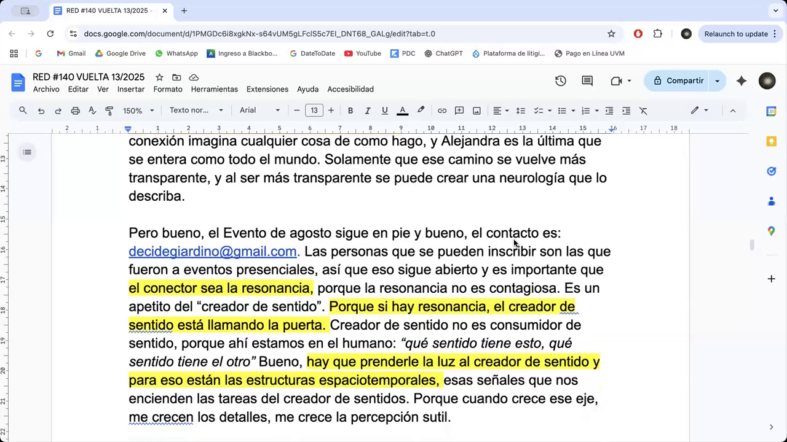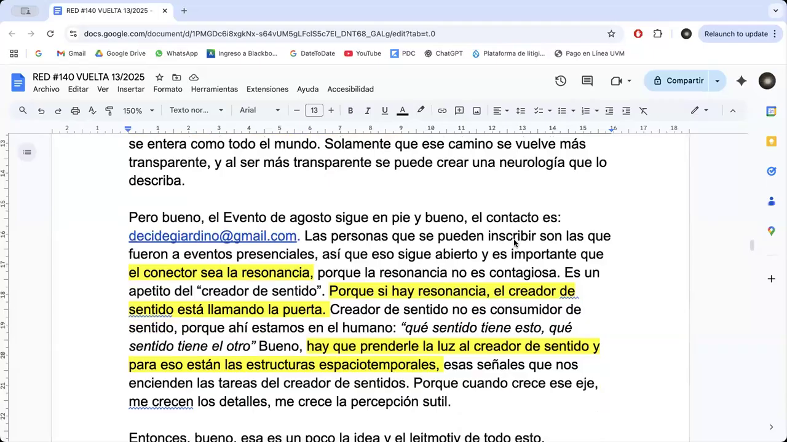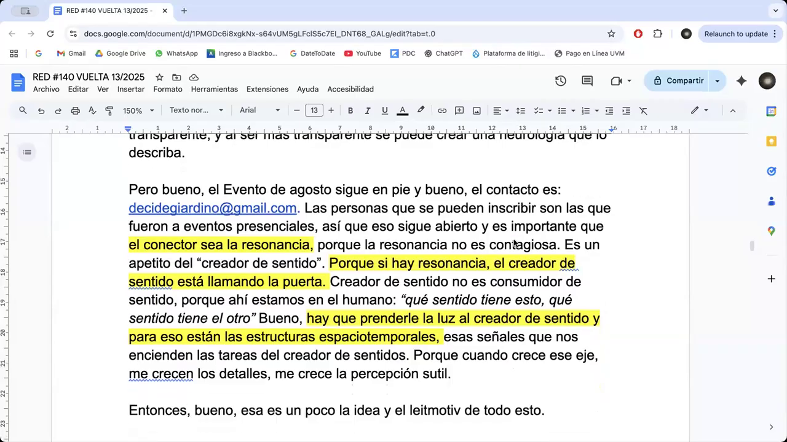But the reality is that Alejandra, the person, is the last one that realizes things, same as everybody else, right? It is just that the road becomes more transparent, and because it is more transparent, a neurology can be created that is able to describe what is happening.